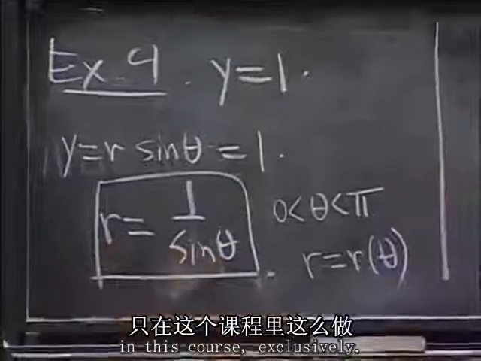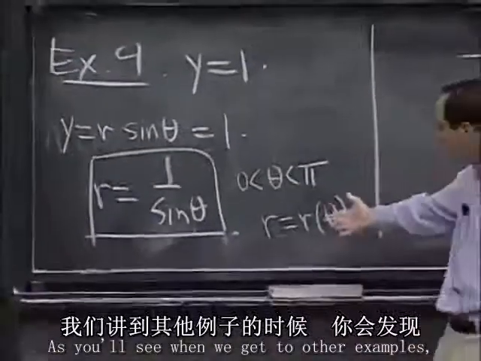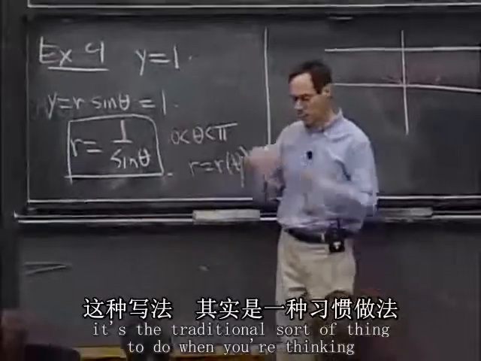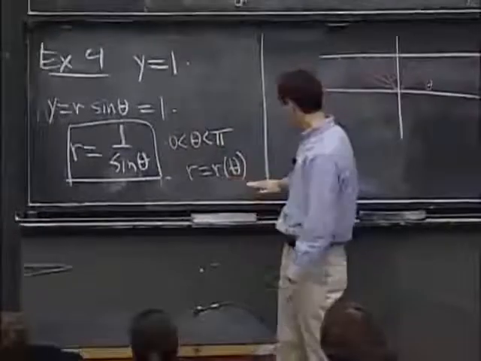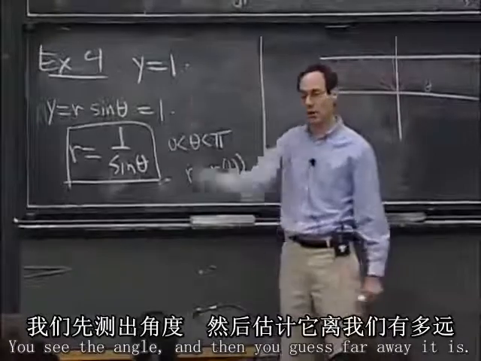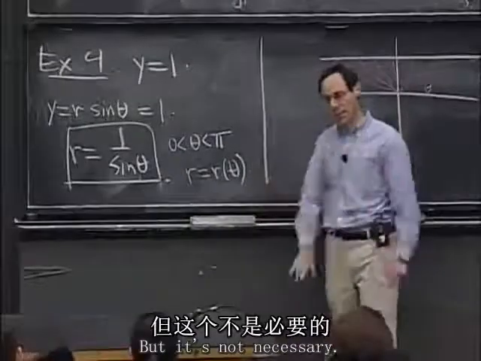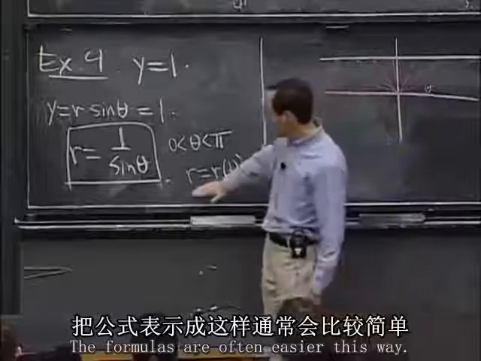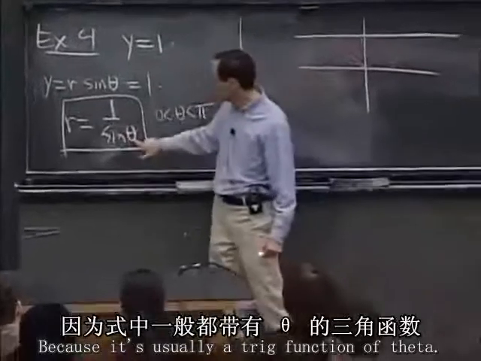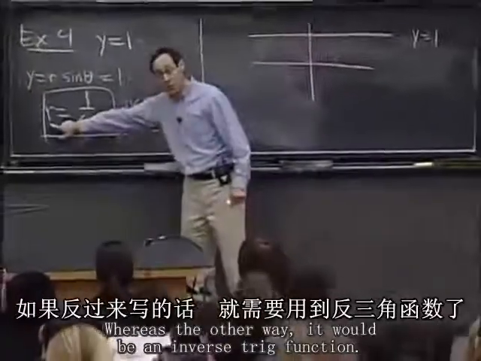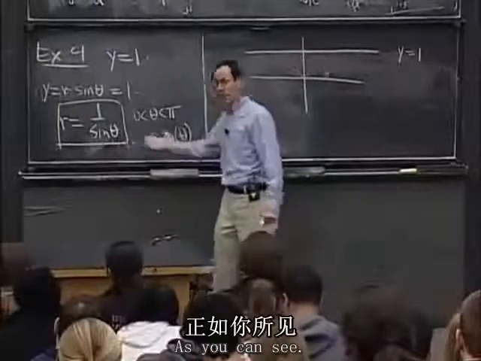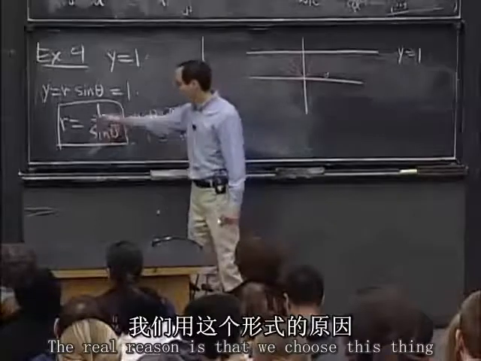As you'll see when we get to other examples, it's the traditional sort of thing to do when you're thinking about observing a planet or something like that. You see the angle, and then you guess how far away it is. But it's not necessary. The formulas are often easier this way for the examples that we have, because it's usually a trig function of theta, whereas the other way it would be an inverse trig function. So it's an uglier expression. All right? As you can see, the real reason is that we choose the thing that's easier to deal with.